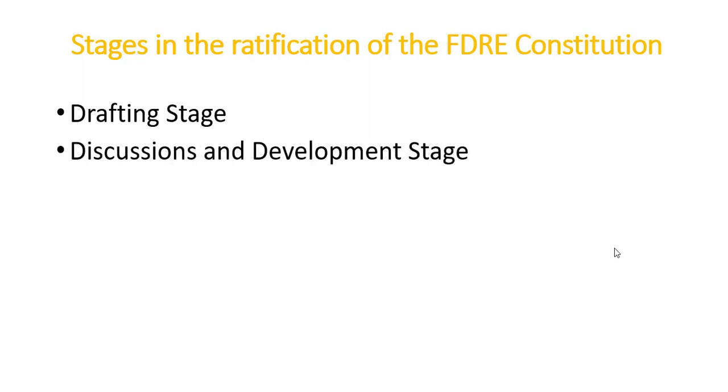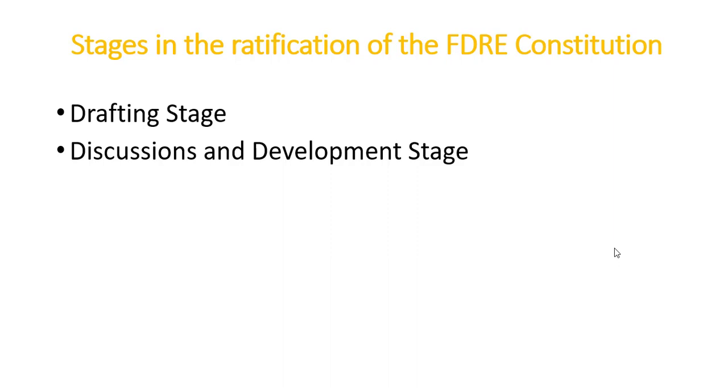Now let's look into the stages in the ratification of the Federal Democratic Republic of Ethiopia Constitution. The first stage is the drafting stage, the first stage of the formulation of the 1995 Federal Constitution. A special body known as the Constituent Assembly carried out the drafting task. Experts with a good deal of experience from other countries were invited to seminars and workshops that helped immensely in sharing experience. The second stage is the discussion and development stage.